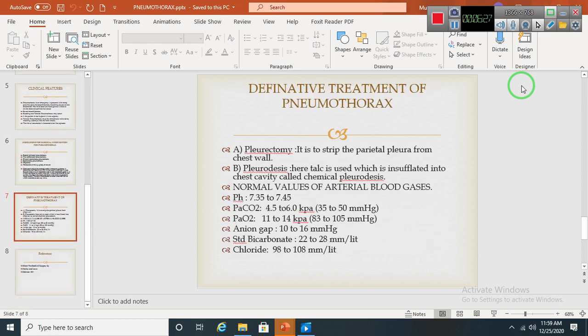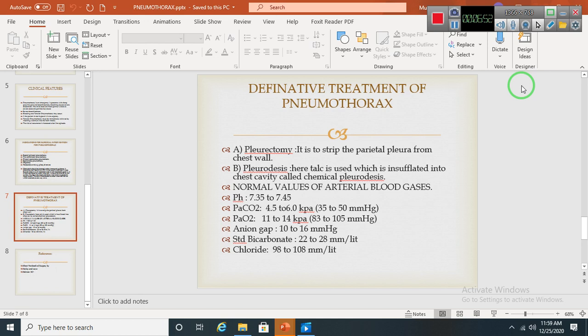Definitive treatment of pneumothorax: a pleurectomy, which is to strip the parietal pleura from the chest wall. Pleurodesis: here talc is used, which is insufflated into the chest cavity, called chemical pleurodesis.